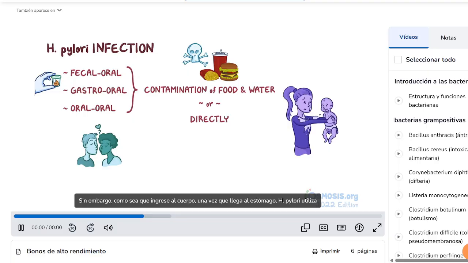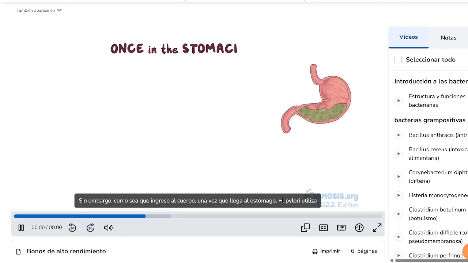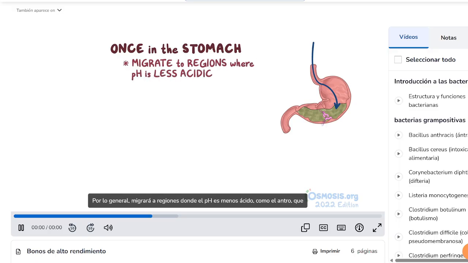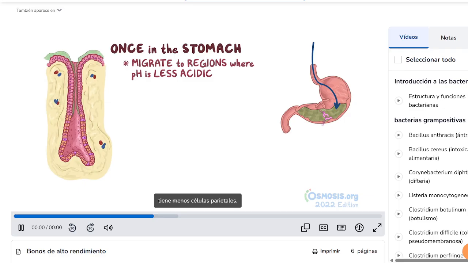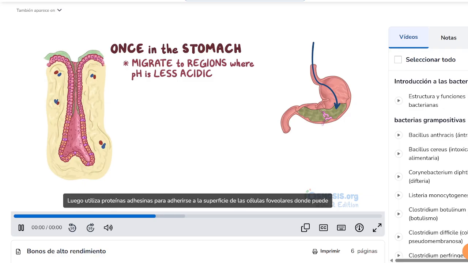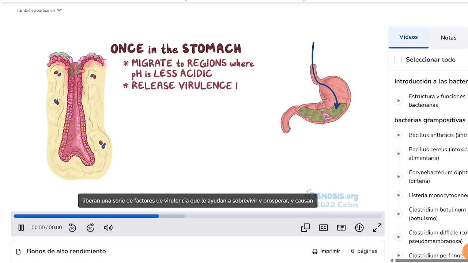However it makes its way into the body, once it arrives within the stomach, H. pylori uses its flagella to propel towards the stomach lining. Typically, it will migrate to regions where pH is less acidic, like the antrum, which has fewer parietal cells. It then uses adhesion proteins to stick to the surface of foveolar cells, where it can release a number of virulence factors which help it both survive and thrive and cause damage to the mucosa.